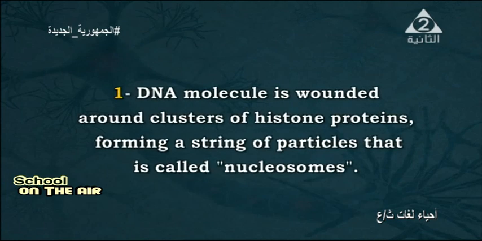Okay, so the DNA molecule is wounded. What is meant by wounded? It means twisted or coiled around each other. Okay, wounded around the clusters. Clusters means groups, children. Groups of histone proteins. These groups of histone which are around the DNA form a string. This string is called the nucleosome.